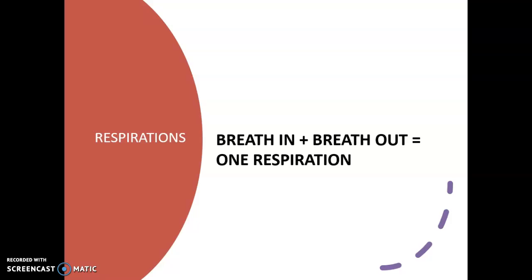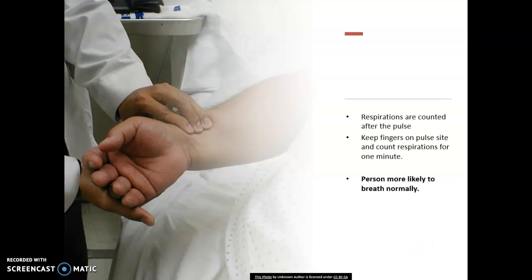Now we're on to respirations. A respiration is, we talked about that in the respiratory chapter, one breath in and one breath out equals one respiration. Respirations are counted after the pulse. So if you're counting the pulse for 30 seconds and then multiplying times 2, you're going to keep your hand just like this and switch and start counting respirations. That is because they're more likely to breathe normally if they think you're still taking their pulse. They can breathe differently when they think you're watching them breathe.